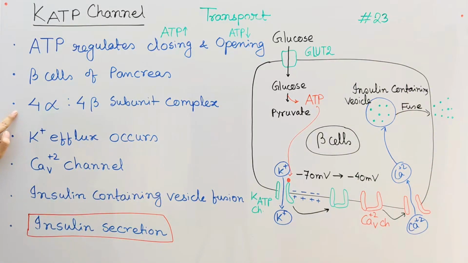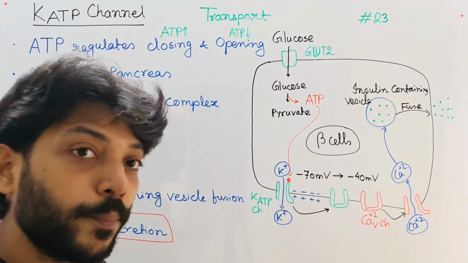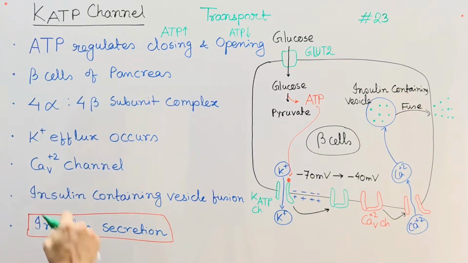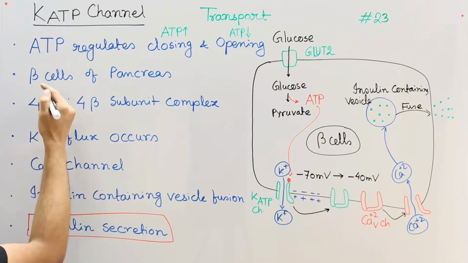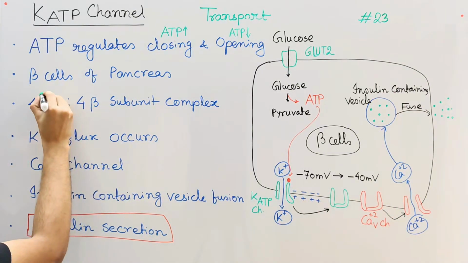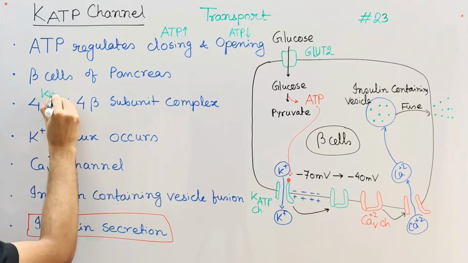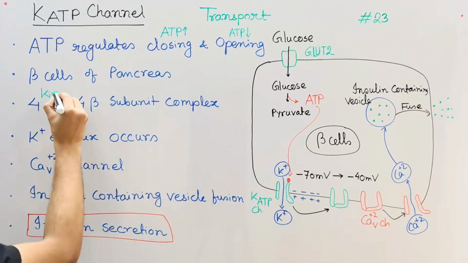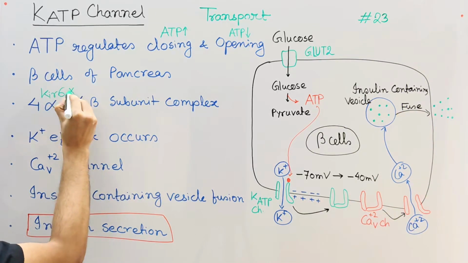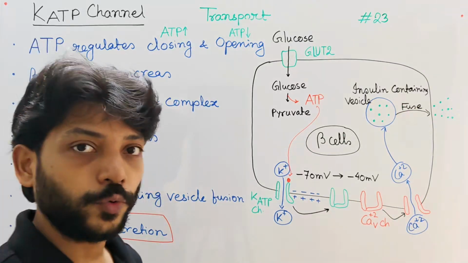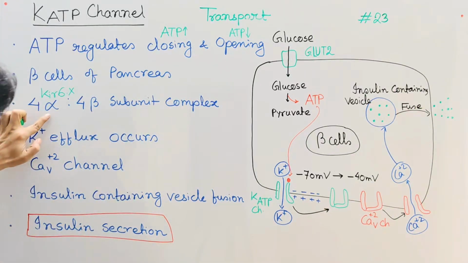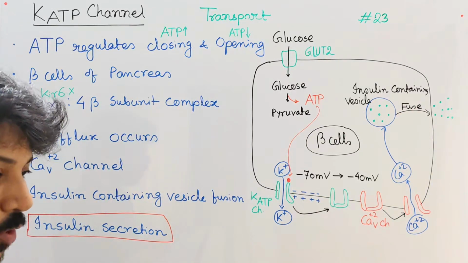Third point, we have to remember that this ATP sensitive potassium channel is actually a complex. It contains 4 alpha subunits and 4 beta subunits that make a complex structure. The alpha subunit is actually the real potassium channel. We call it KIR. KIR means potassium inward rectifier 6.x. One subtype is present called 6.2, so KIR 6.2. This alpha subunit is the real potassium channel, and the beta subunit is associated with this potassium channel.